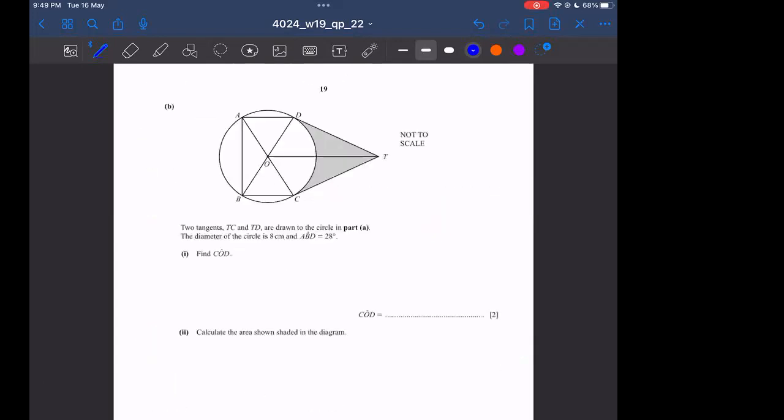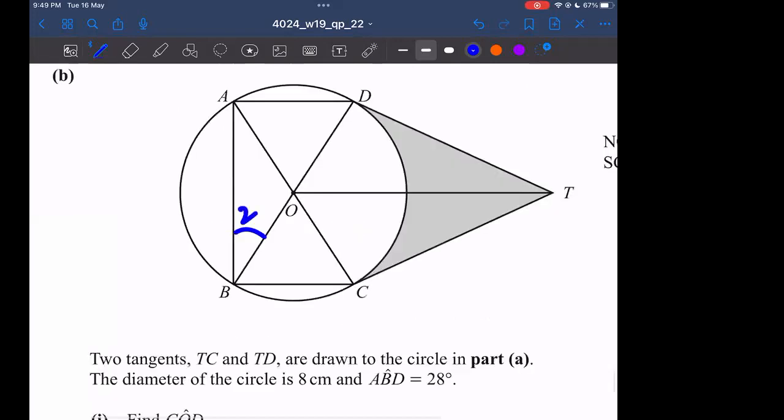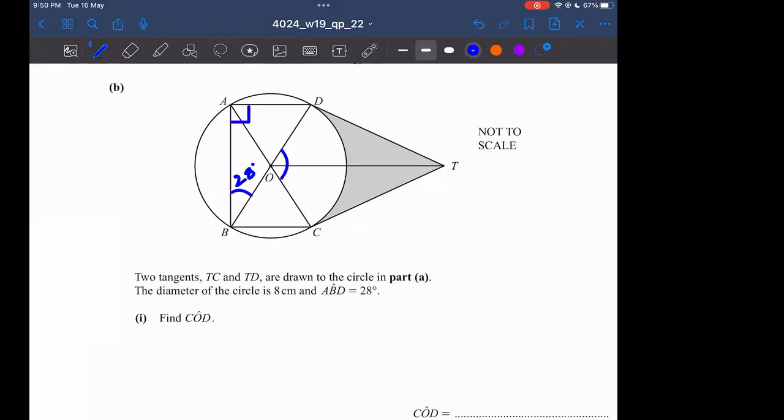Now in part B it says find the angle COD. Tangents are drawn. The diameter of the circle is 8. ABD is 28, this one is 28. This one is 90 degrees. So find COD. So we need to find out this angle over here. And this one is the diameter, that is 8.